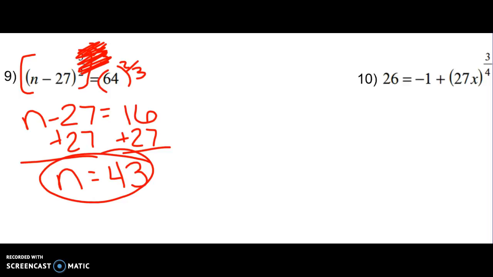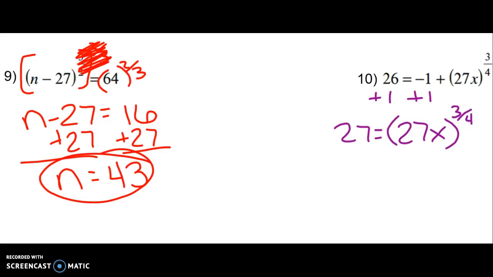Now, this one's a little trickier because you want to isolate. So this little guy is not in that exponent. So we need to move him. So let's move him over to the other side. We're going to add 1 to both sides. And you get 27 is equal to 27x, all raised to the 3/4.